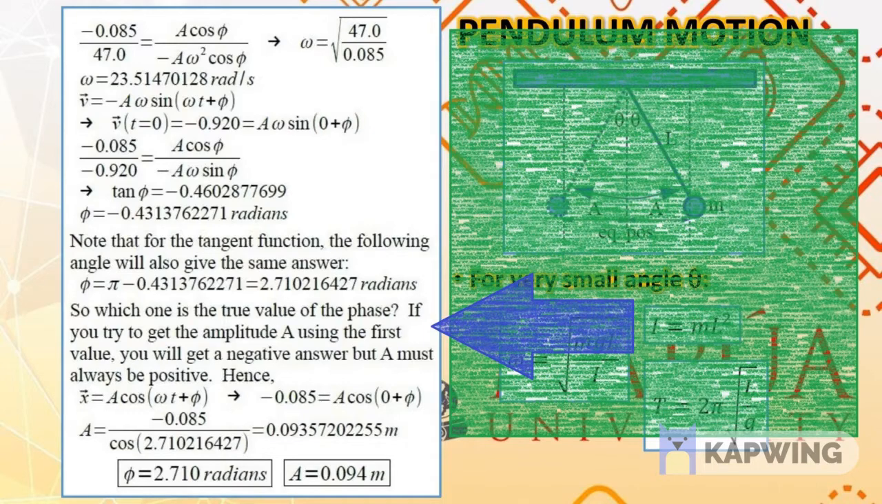2.7102164 radians. The tangent function of this supplementary angle will also give us negative 0.4602877699. That means the supplementary angle is also valid as a value for the phase constant. If we then use that supplementary angle value, we are able to get the value of the amplitude, 0.094 meters.